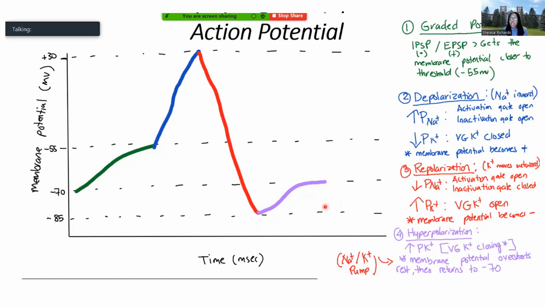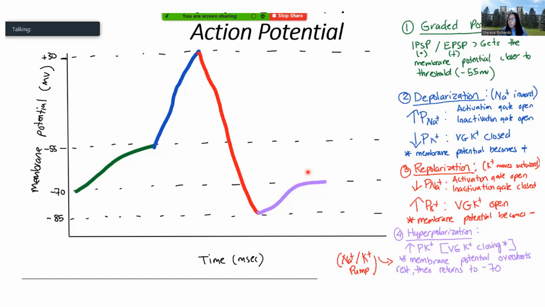It's going to require a much stronger, greater potential simply because potassium channels are still trying to close. So the membrane potential is still more negative than it is at rest. All right, so these are all important concepts to go over.